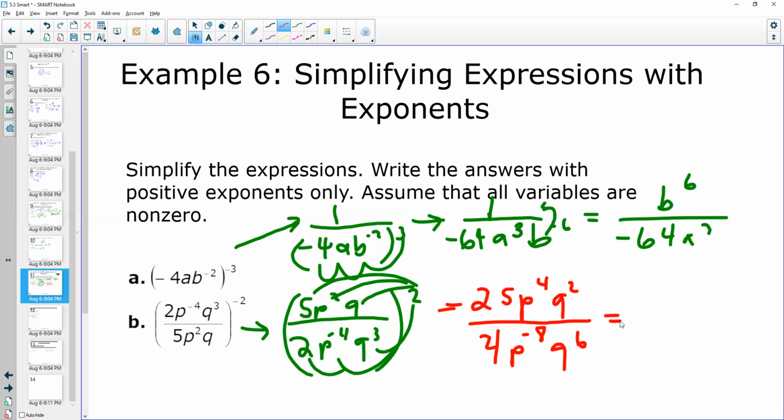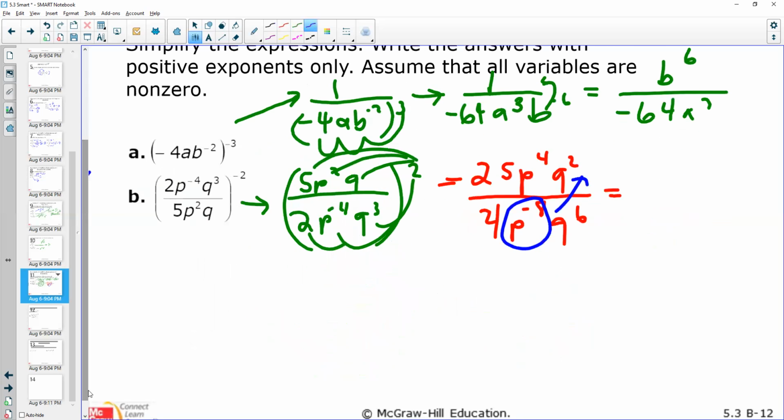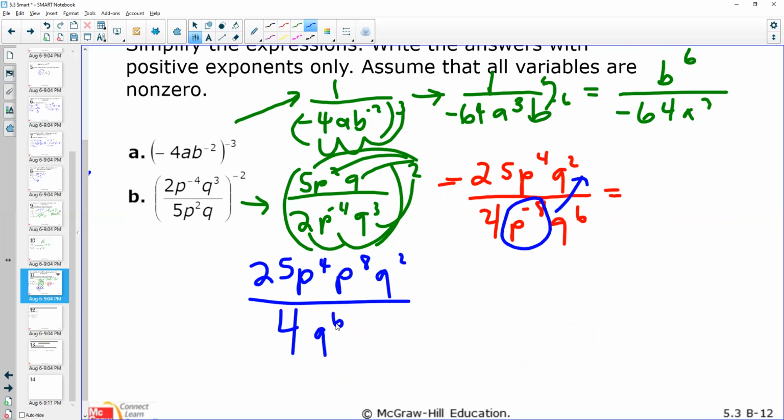I need to move this p to the negative 8th to the top. I'm going to move my screen down a little bit. So I still have 25, p to the 4th, and now also p to the 8th, that moved to the top, q squared. On the bottom, I have 4 q to the 6th. And then I'm just going to combine things that need to get combined. The p's need to get combined and the q's. So I have 25, p to the 12th, 4 and 8 is 12. And then I do 2 q's on top, 6 q's on the bottom, leaves 4 on the bottom. Q to the 4th, 4.